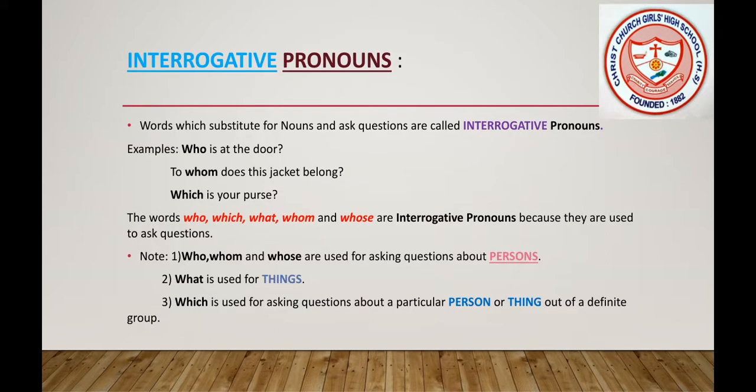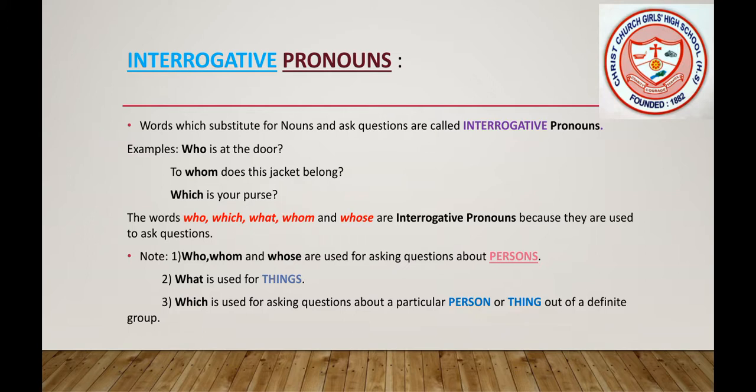The next category that we have is interrogative pronouns. Words which substitute for nouns and ask questions are called interrogative pronouns. So we all know that interrogative pronouns are basically used for asking questions. Let's have a look at the examples. 1. Who is at the door? So who is an interrogative pronoun because it is asking a question.